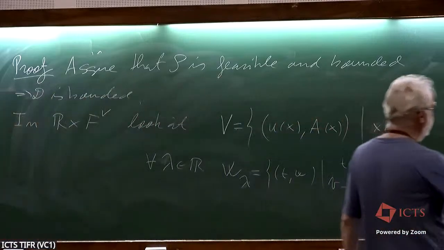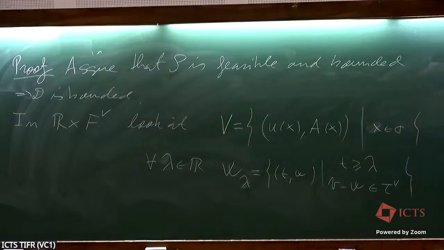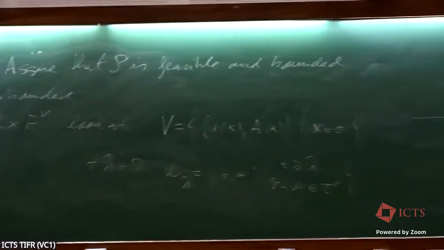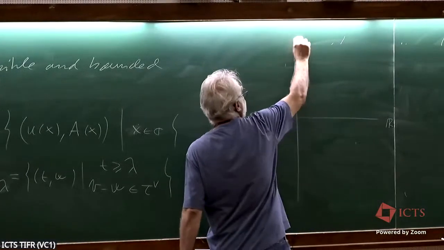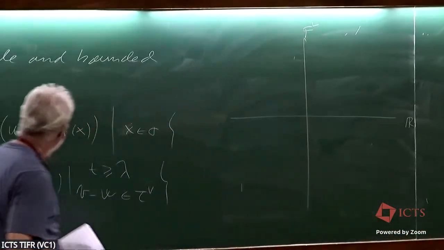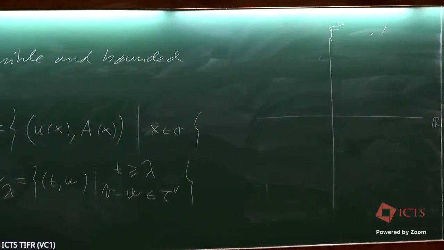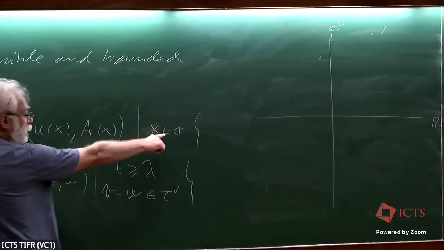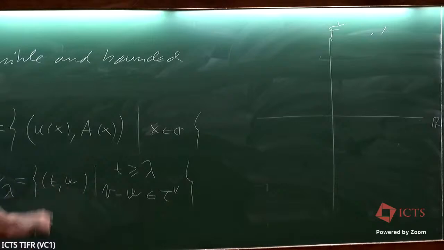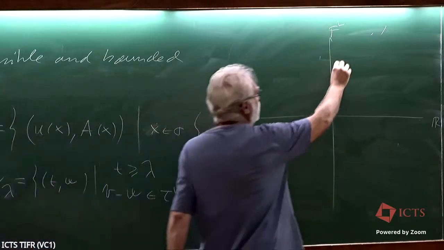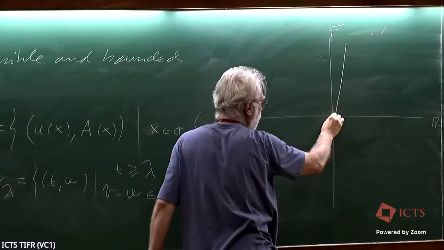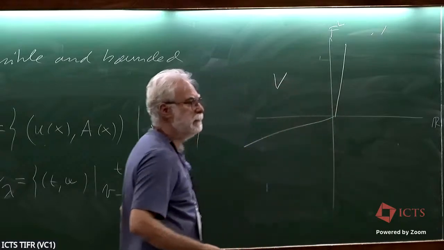Now one can make a picture here. So let's say that this is R, and this direction is F dual. Then this first space is a cone, because remember that sigma is a cone. This is a linear map. This is a linear map. So B will be something like this. So this is my space B, a cone.